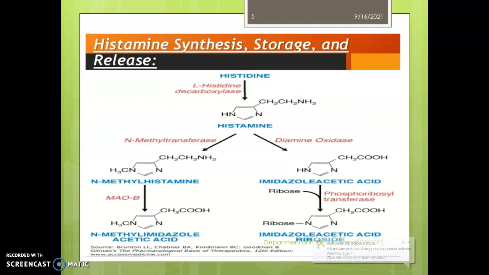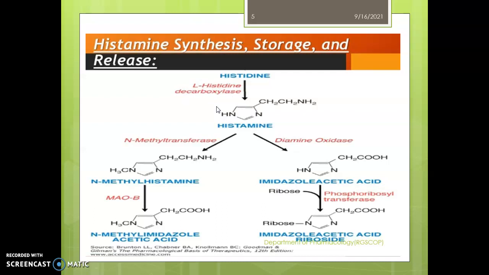The next part is how histamine is biosynthesized in our body. As I already told you, histamine has this structure: an imidazole ring with an ethylamine side chain. Histamine is formed by decarboxylation of L-histidine, which is a type of amino acid. This reaction is catalyzed by the enzyme histidine decarboxylase. Histidine becomes histamine in the presence of this enzyme. So this is the biosynthesis.